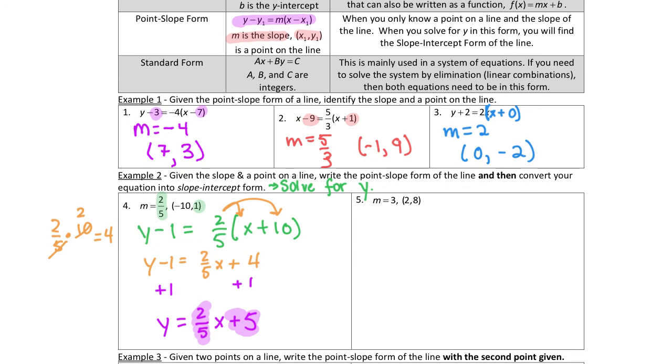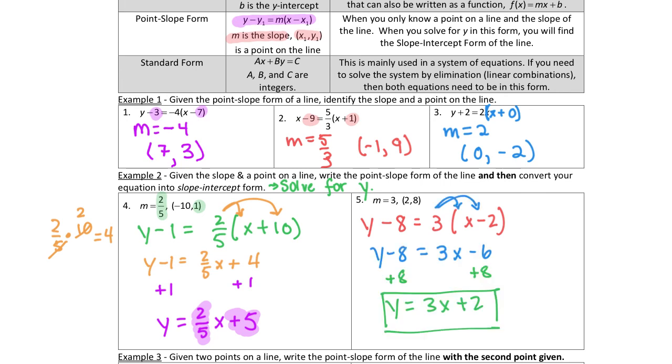Right, number 5, I want you to try it on your own and let's see how you do. Let's just start out by seeing if you can get it into point-slope form. So now it's in point-slope form. y minus 8 equals 3 times x minus 2. Now let's see if you can distribute that 3 and solve for y and get it into slope-intercept form. So let's see how many of you got y equals 3x plus 2. If you could do that on your own, you have nailed this lesson. So great job.